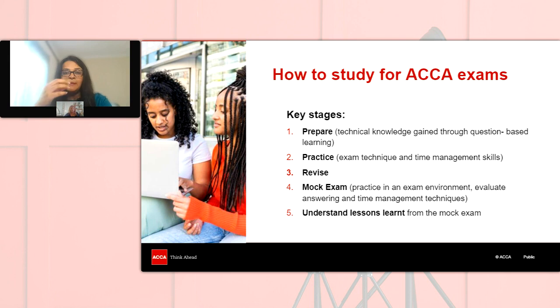So when you're revising, particularly if you finish your preparation quite a bit before your exam, please make sure you revise the entire syllabus properly so that you remember it closer to the exam as well. And then this brings us to the mock exam. And I could go on and on about the importance of a mock exam, or at least one mock exam. But in summary, when you take a mock exam, which is like a 100-mark question within 3 hours, really, you get to practice in an exam environment. You can evaluate your answering techniques that I was talking about, and you can evaluate whether you were able to complete the exam in the allocated time.